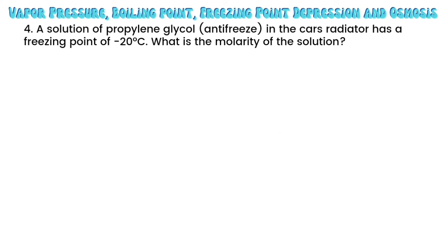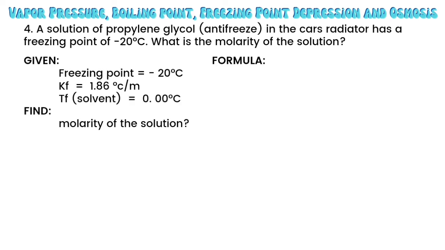A solution of propylene glycol or antifreeze in a car's radiator has a freezing point of negative 20 degrees Celsius. What is the molality of the solution? So we would assume that the solvent is water so that we could provide a molar freezing point depression constant of 1.86 degrees Celsius per molal and a freezing point of pure solvent of 0 degrees Celsius.